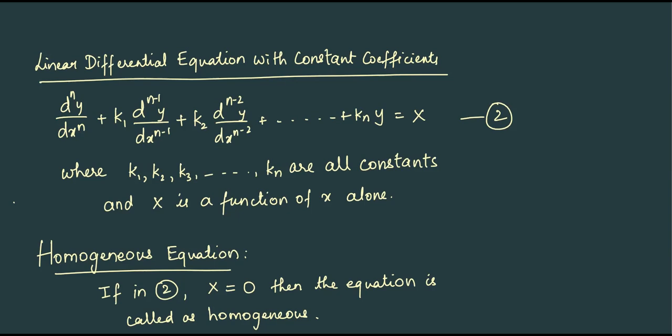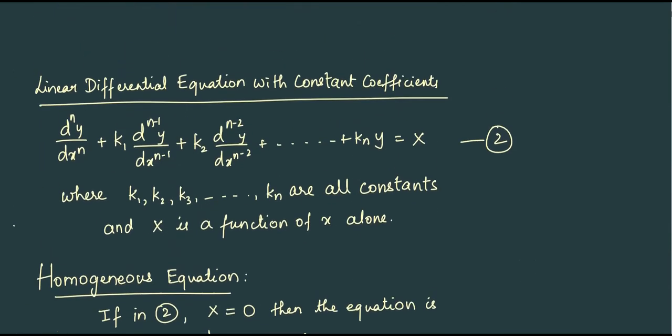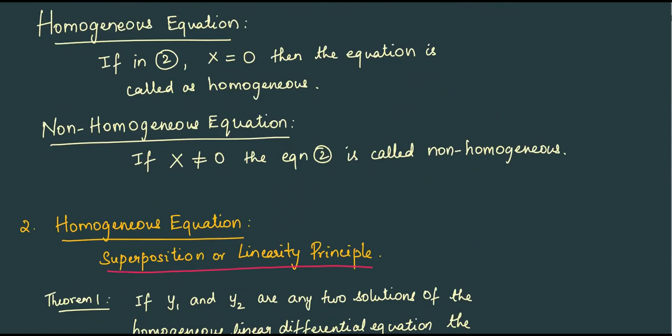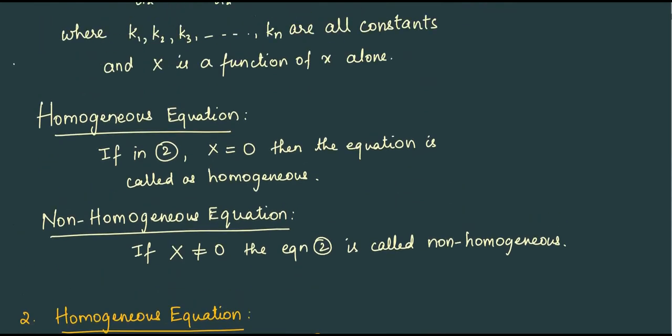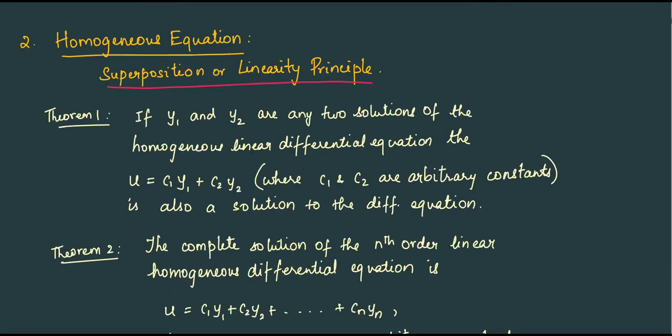So the solution is divided into two parts: solution of the homogeneous equation and solution of the non-homogeneous equation. Homogeneous equation means when x on the right hand side is 0, we get a homogeneous equation. If x is not equal to 0, we get a non-homogeneous equation.